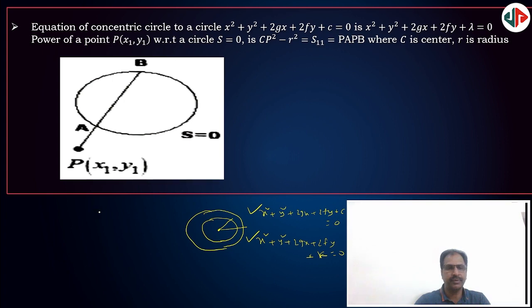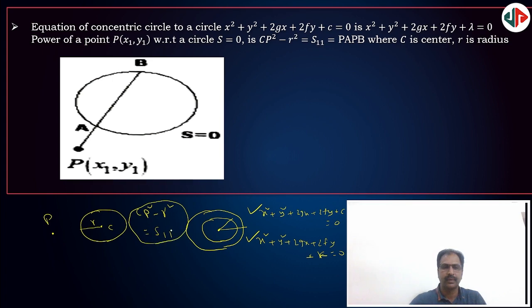Next, what is power of a point? Power of a point with respect to the circle is nothing but S11, and it is also defined like this. Suppose P is any point and C is the center of the circle whose radius is R, then CP square minus R square also represents the power of the point. And if you simplify CP square minus R square, you will see that it is S11. So power of the point means either CP square minus R square or S11, both being the same.